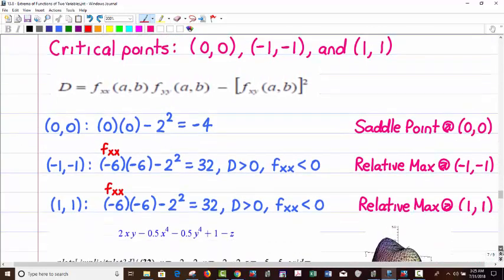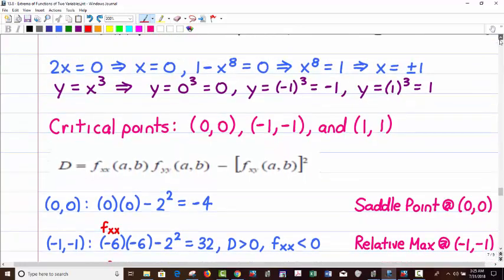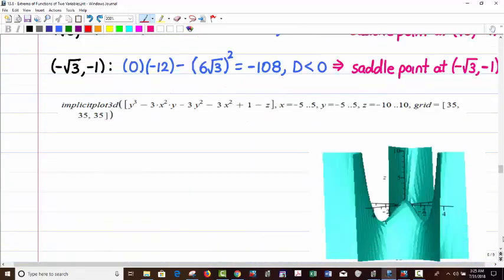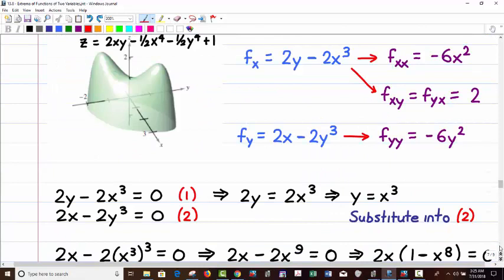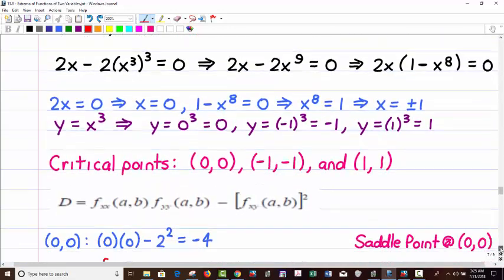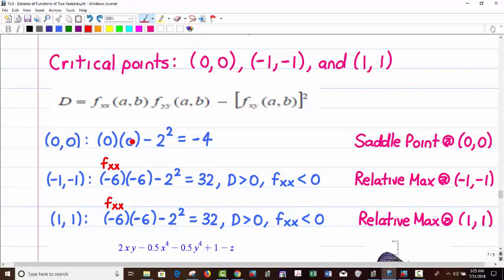Here comes the second partial test. We're testing 0, 0 in my second partials back up here. So fxx will be 0, fyy will be 0, and fxy is 2 automatically. No variable goes in there. So it's 0 times 0 minus 2 squared. So it's negative 4. D is negative. Therefore, we have a saddle point.